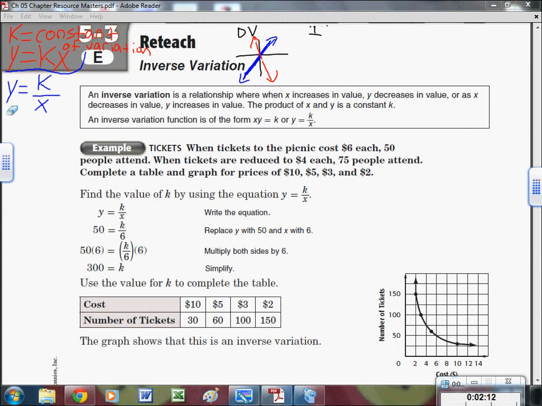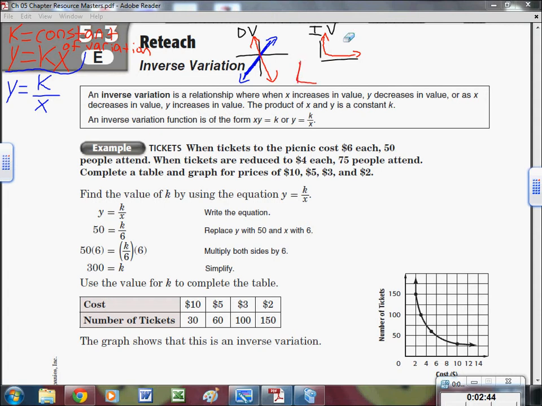However, for inverse variation, the graph will always look something like this. It'll look like a curve that never touches the y-axis and it never touches the x-axis. We're only going to worry about where it is in this quadrant. Technically, it does exist in those other quadrants, but we don't get to that until Algebra 1. So don't worry about what it does in another quadrant. Let's just keep it simple. Ours is just going to be in quadrant 1. It's going to be some form of that.